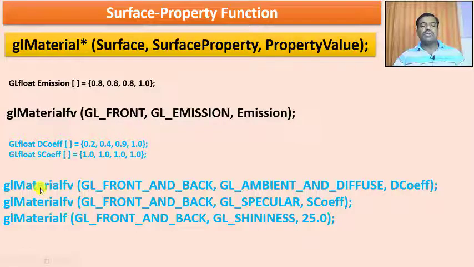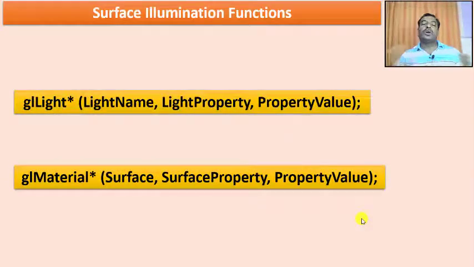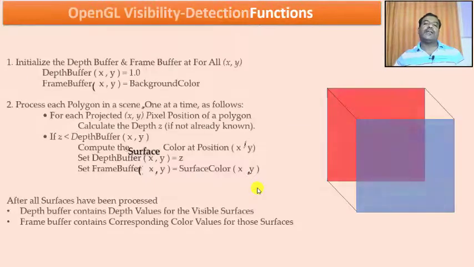Hence I'm just going to bring in glMaterialfv. So for both the faces, front and back, apply ambient and diffuse with the diffuse coefficient, passing it as a parameter. Similarly I'm going to have GL_SPECULAR for both faces with the specular coefficient, and for shininess for both the faces I'm going to give what the shininess value is going to be. Now this is how we are going to make use of the surface illumination functions to set the property of the light, and to set the property of the surface or the material. This is what you need to understand with the illumination function.